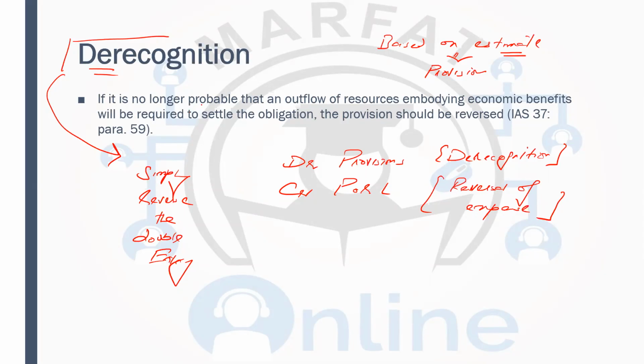If it is no longer probable that an outflow of the resources embodying economic benefits will be required to settle the obligation, the provision should be reversed, should be de-recognized. So how are you going to de-recognize it? By just passing the reversal entry.